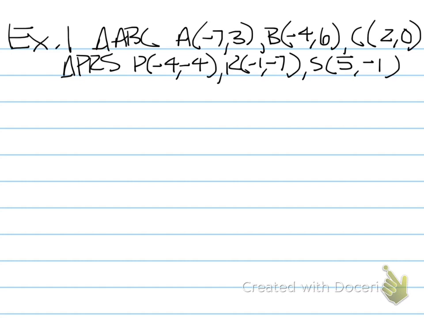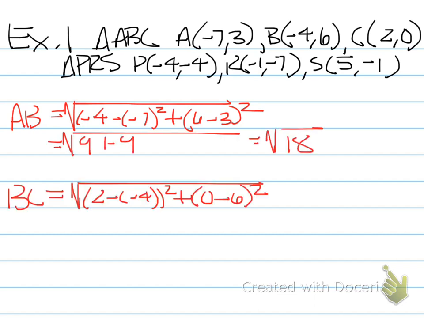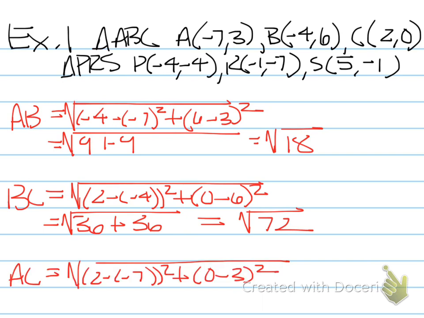So given these coordinates for triangle ABC and triangle PRS, we want to use the distance formula to find the length of AB, which would be the square root of 18. Using the same distance formula for BC, we would get the square root of 72. Distance formula for AC, we get the square root of 90.